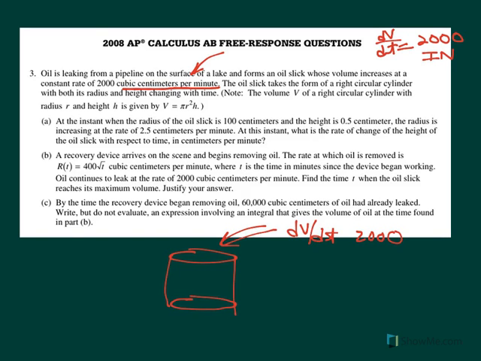As it is coming in, your cylinder is getting wider, so the radius is changing and the height is changing, so your cylinder is growing. So both your radius has some sort of change to it, change in the radius with respect to time, and your height has some sort of change to it, change in the height with respect to time. And this would be your radius at any point in time, and this would be your height at any point in time. So those two parts of the figure are changing.